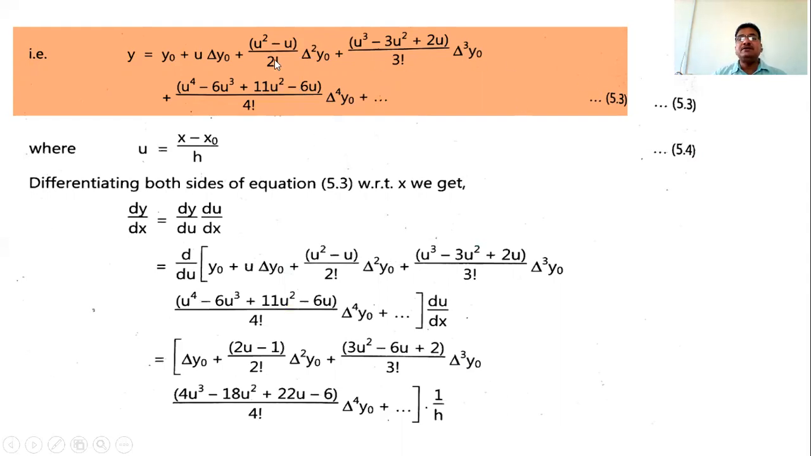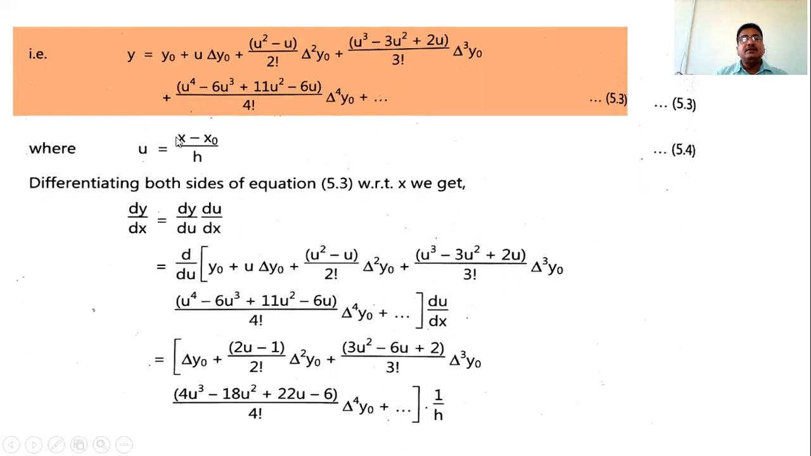Then differentiate this equation, 5.3, with respect to x. What is the derivative of y? It is dy/dx, and y is a function of u on the right-hand side, so by the chain rule it is dy/du into du/dx. And then what is y? Substitute y as this value, so d/du of y into du/dx. du/dx means the derivative of this quantity with respect to x.